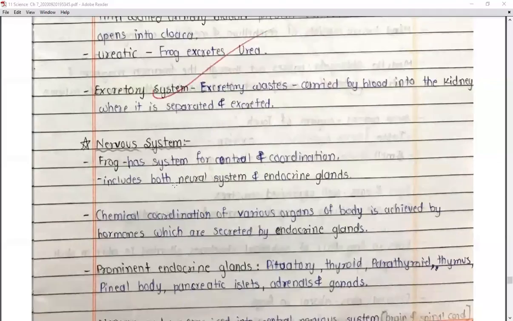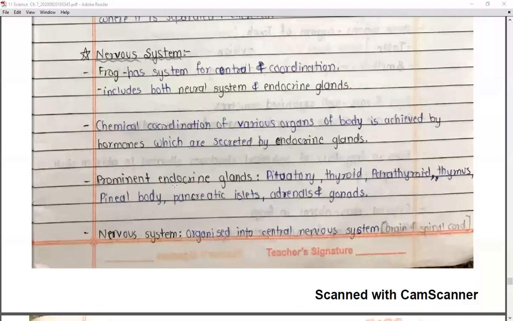Now we are going to see the nervous system. The nervous system says that the frog has a system for control and coordination. In the frog, the nervous system is present for two things: first is control, and second is coordination. This nervous system includes both the neural system as well as the endocrine glands. That means for control and coordination, two systems are running in the frog: first is the neural system and second is the endocrine glands, or the endocrine system.